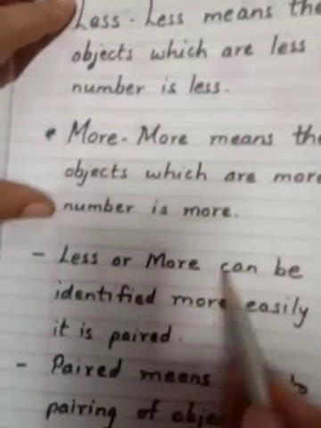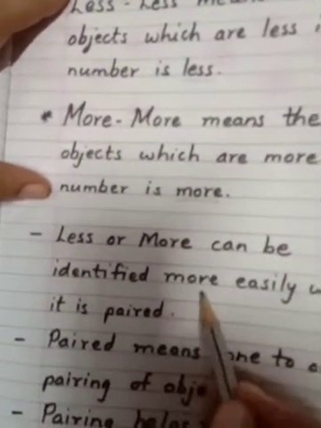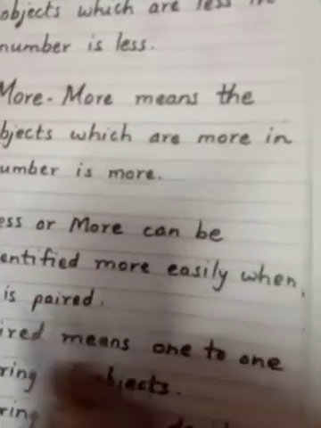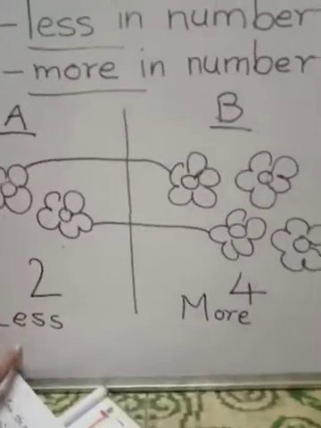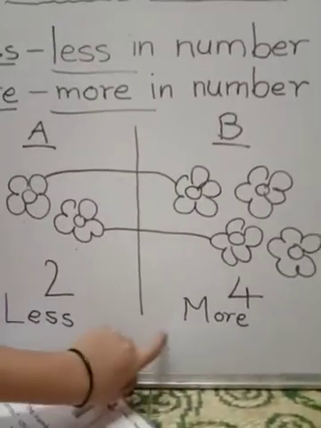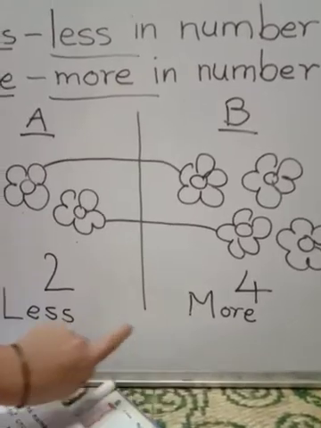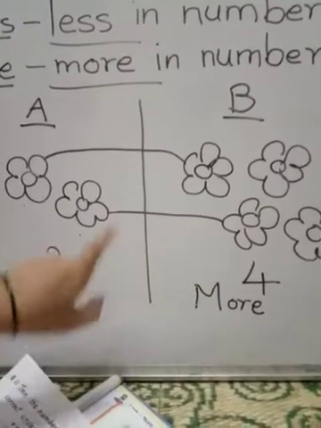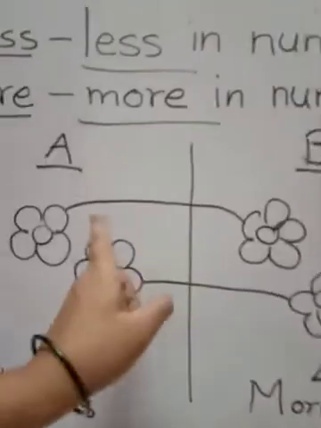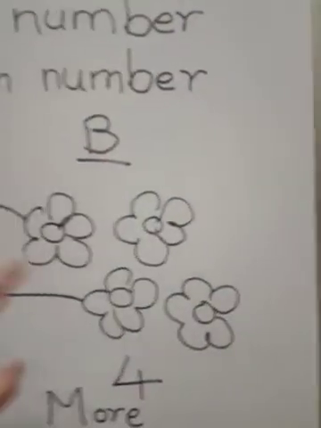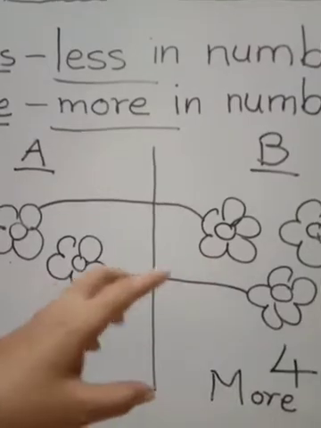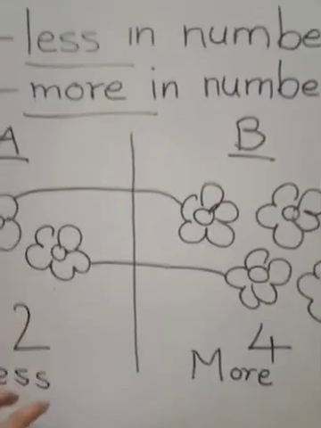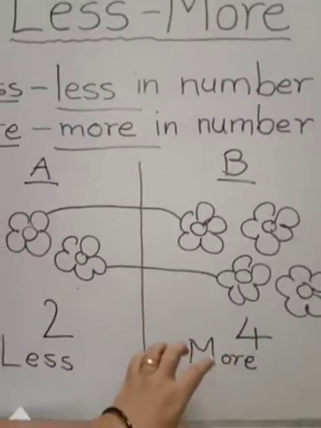Less or more can be identified more easily when it is paired, as I showed you on the blackboard. Paired means we are making a pair of two objects, like this. So we come to know which are less and which are more.